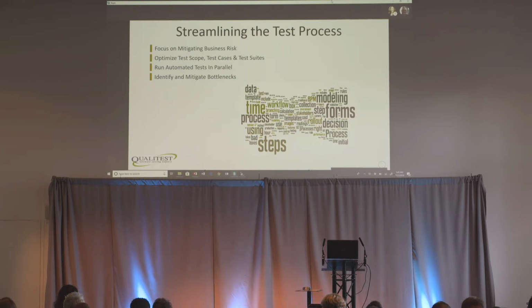We implement test optimization, and this includes the test scope, the test cases, and the test suites. Not only run automation tests, but we really need to get into running them in parallel. And we need to identify and mitigate our bottlenecks.